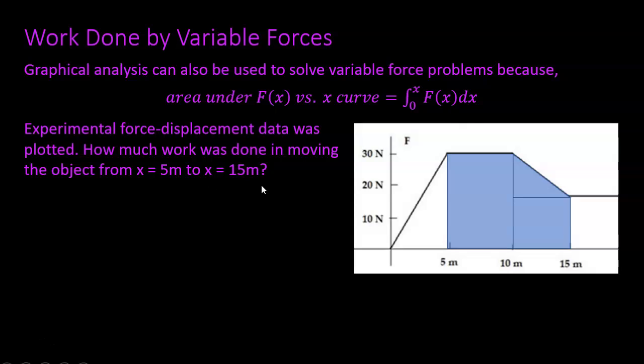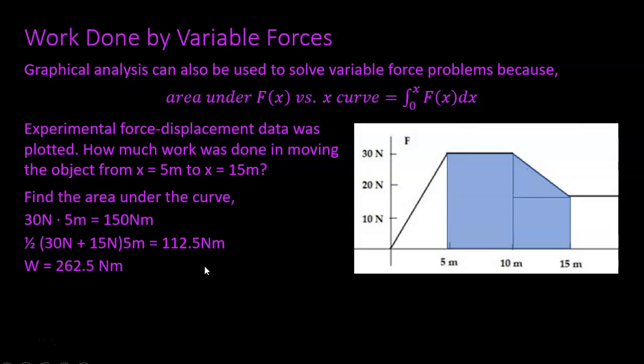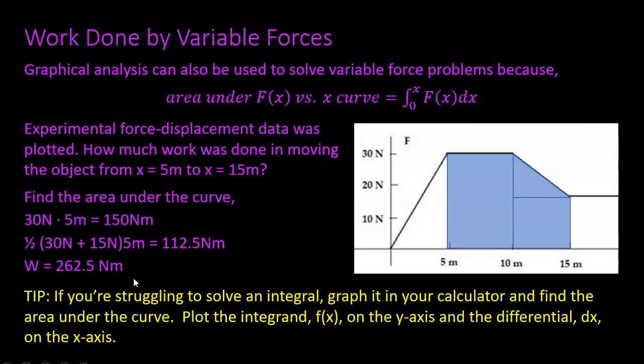meters to 15 meters. Here's our plot of experimental data ranging from 0 meters to 15 meters displacement. We're interested in the work done from 5 meters to 15 meters, so we need to calculate this shaded area. Using our different formulas, we find out that the total work done was 262.5 Newton meters.